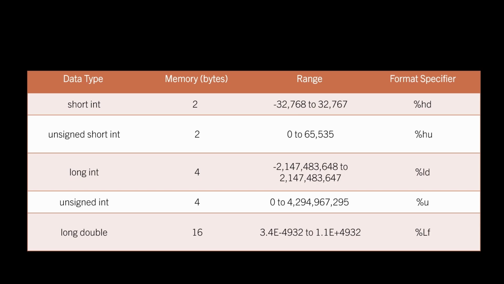Next, we have unsigned short int. So unsigned short int is basically a short int in which we do not have any negative numbers at all. And since we are removing all the negative numbers, the positive side of the range almost doubles. And its format specifier is %hu.